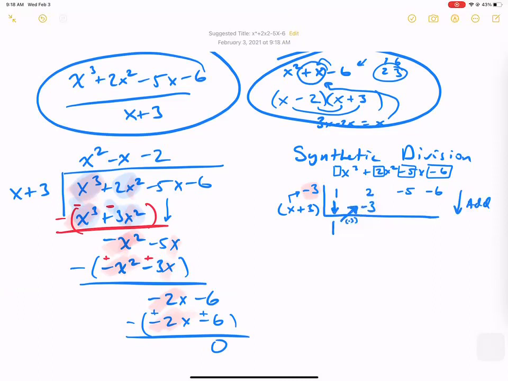And again, we're going to add to come down. What is 2 minus 3? That's negative 1. Okay. We multiply by negative 3 to go back up. Negative 1 times negative 3 is a positive 3. We add to come back down. That becomes a negative 2. We multiply to go back up by our key number, it's always going to be multiplying by that key number. That's a positive 6. And the last, negative 6 plus 6 is 0. When we have a 0, that's a 0 remainder.